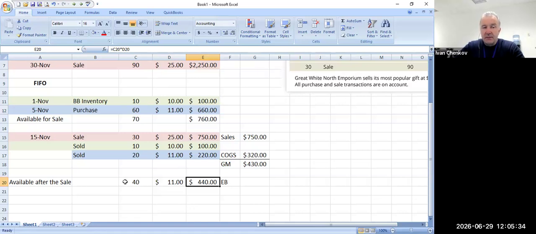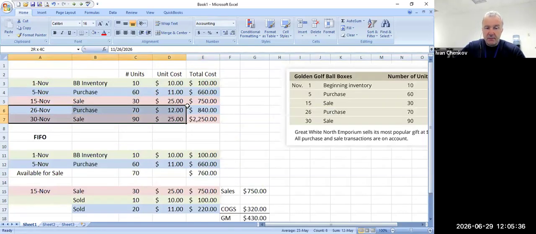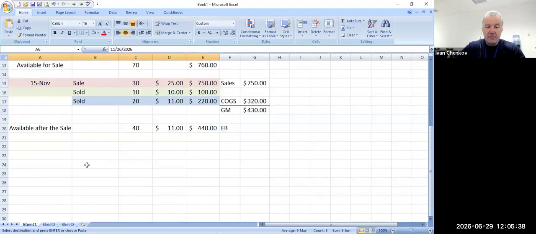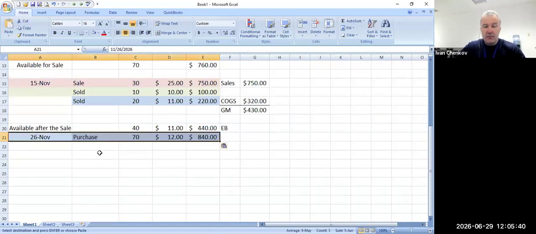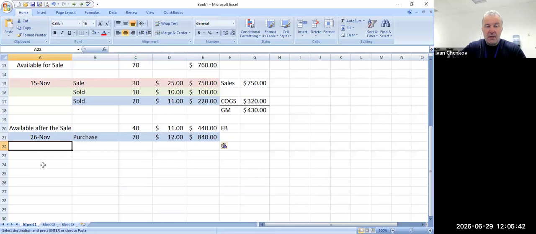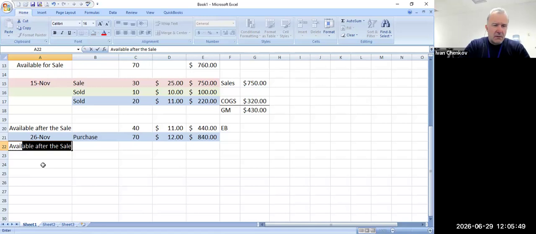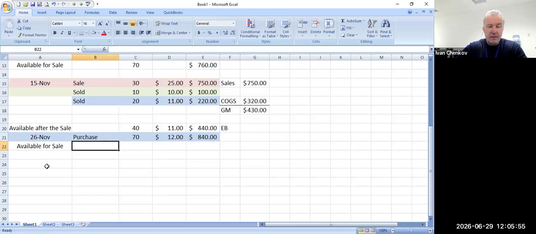Then I'm going to have another purchase. Then we're gonna add more. We're gonna add this 70. And now what we're gonna have available for sale, we're gonna have available for sale those two. 110. Total, we're gonna have 1,280.